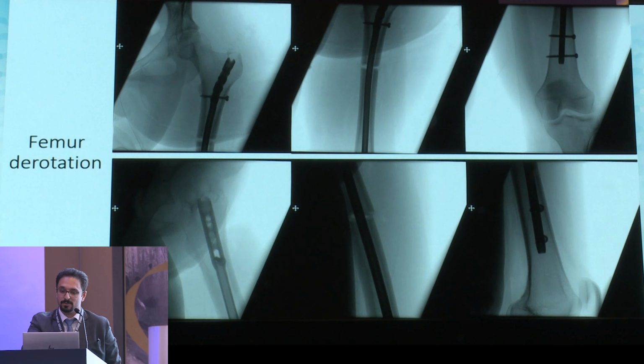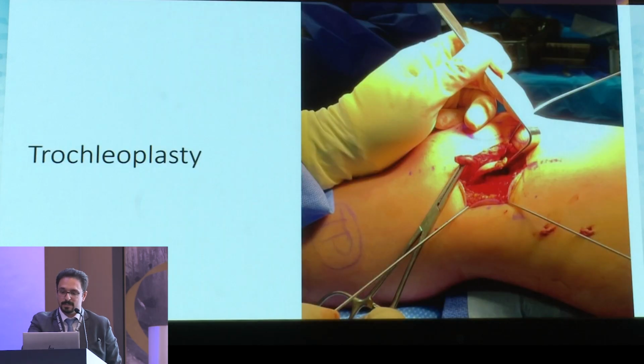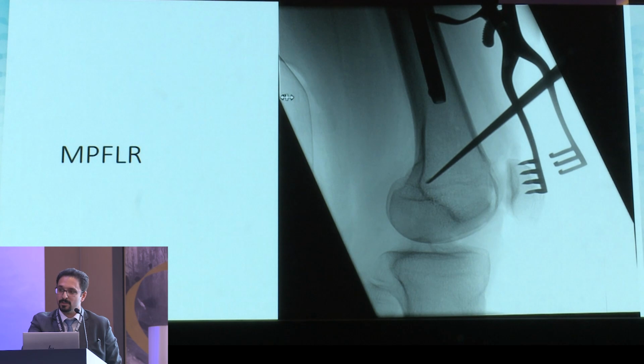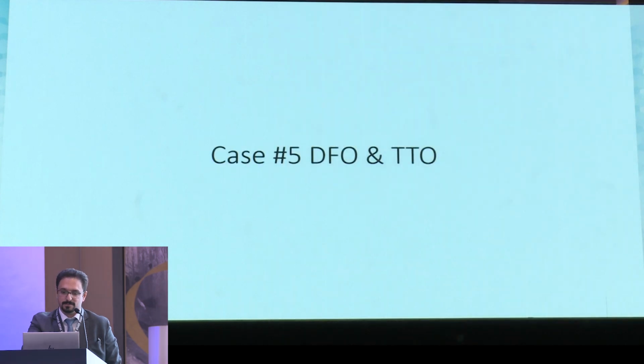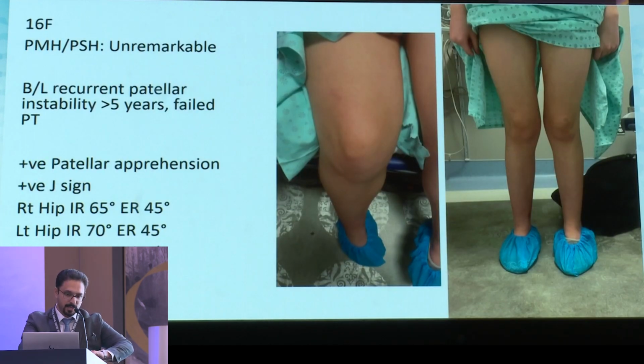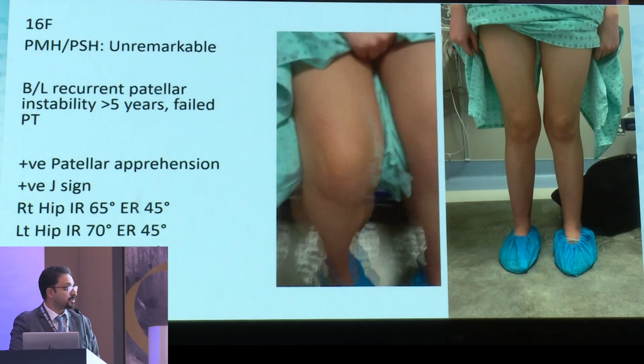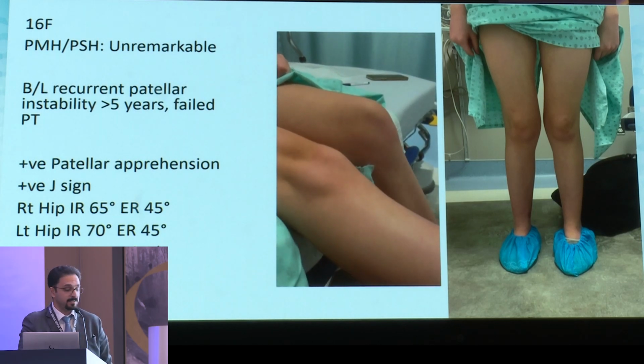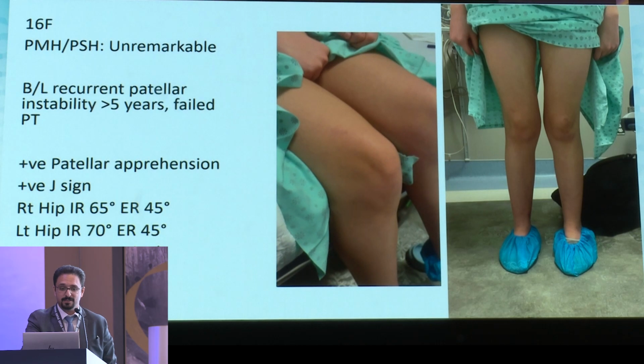So this is the femur derotation as we explained before. Trochleoplasty, we create a groove for the trochlea, and we do the ligament reconstruction. Another case, this is a patient showing a good demonstration of a positive J sign here. 16-year-old female, recurrent patellar instability, suffering for many years.